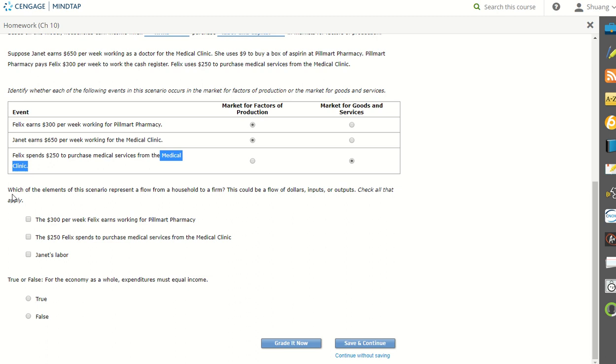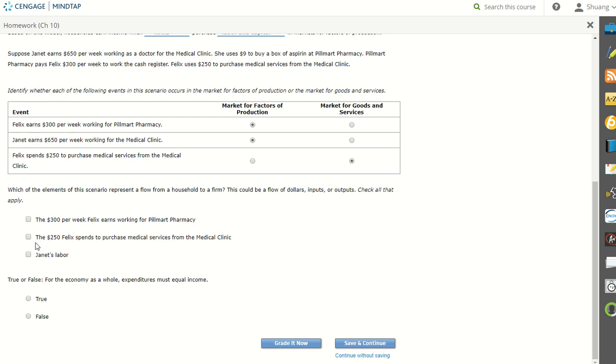All right. Which of the elements of the scenario represent a flow from household to a firm? All right, this could be a flow of dollar input and output. So we're looking for from household to firms. So first one says $300 per week Felix earns working for Philmar Pharmacy. So she makes this much money from the pharmacy. So this would be from pharmacy to household, not household to firms. Okay, so this is not the answer.